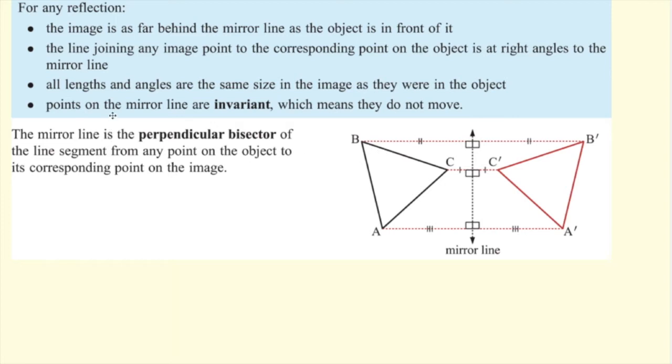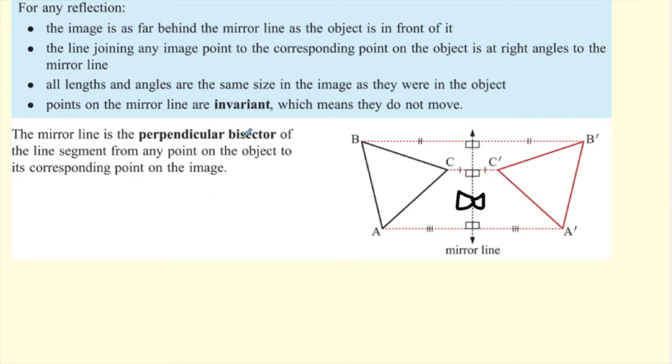All points on the mirror line are invariant, which means they do not move. So if I had a shape that was like this, and it's on the mirror line, well, then my next shape would be a similar one, but those points wouldn't flip because they're already on the line.